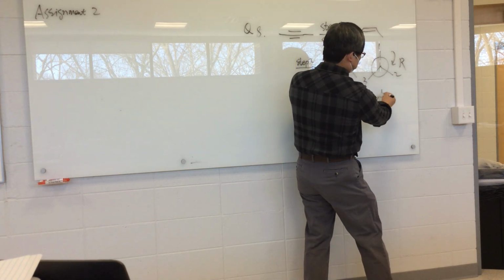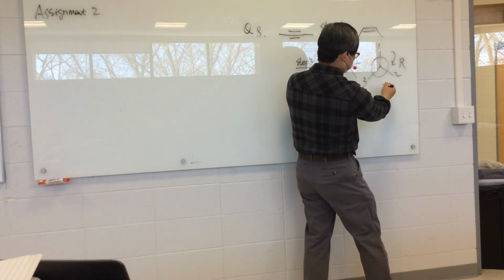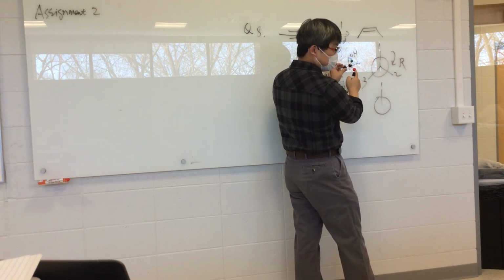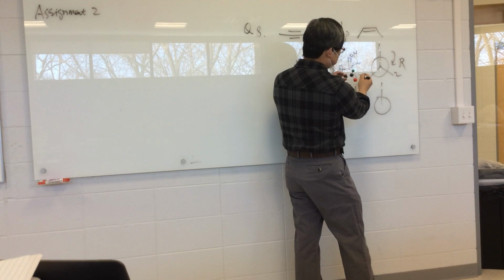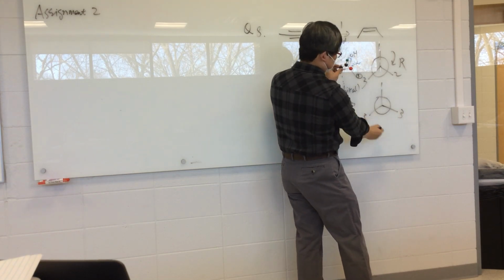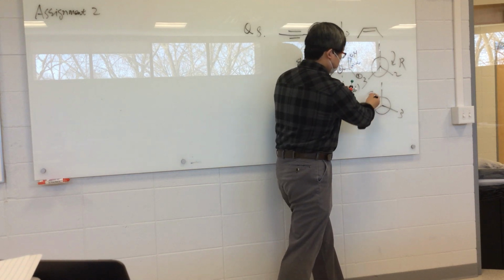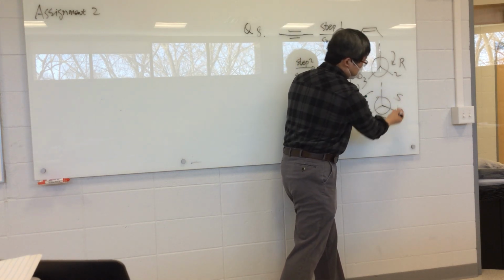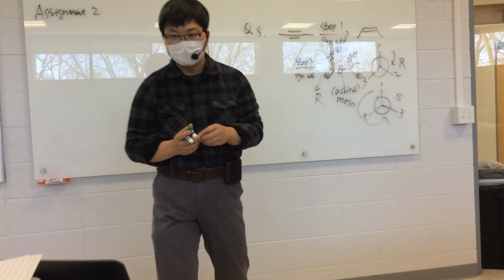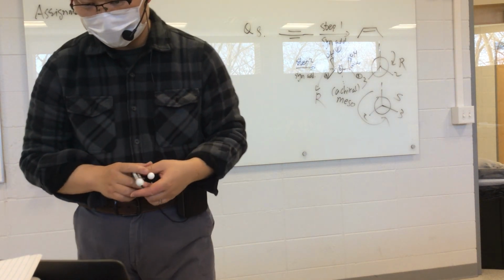Then again, OH group on top, and then this group on the right. But this is what? 3, right? This is 2. You see, this is 3. So 3 here and 2 here. You can see this is anti-clockwise. It's S. So these two have opposite chirality.